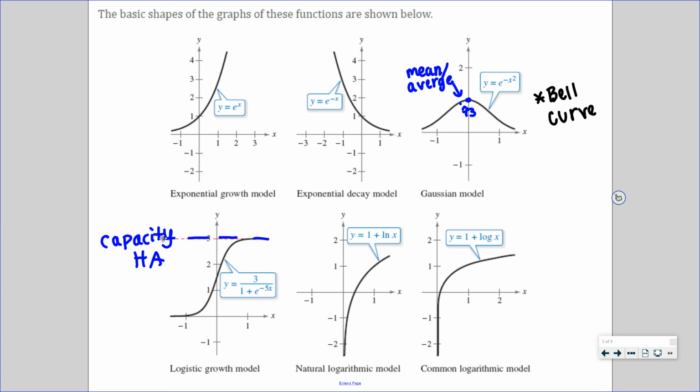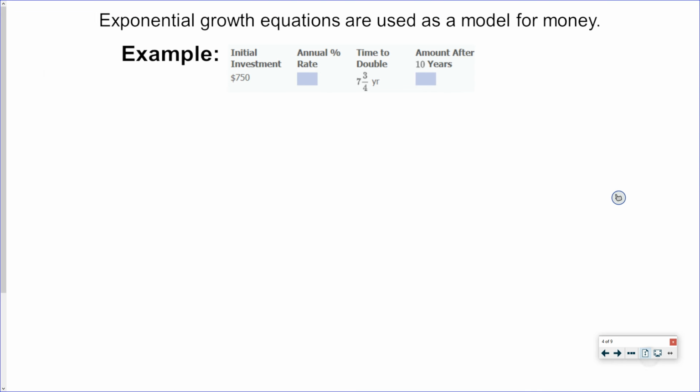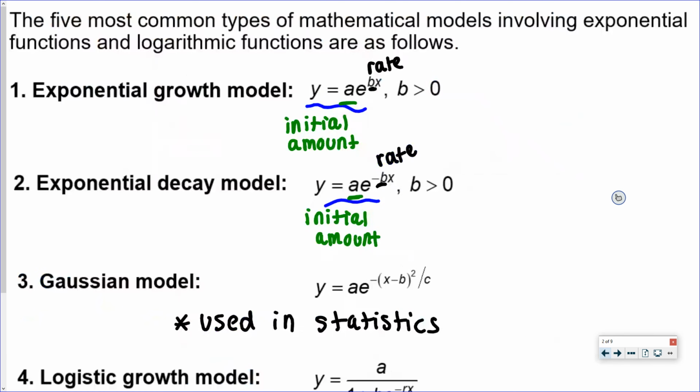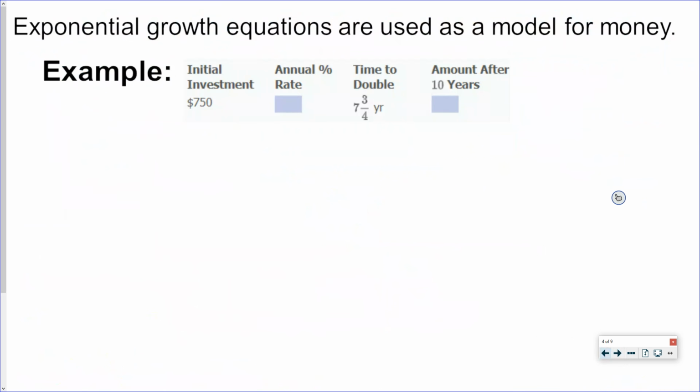So exponential growth, let's start with the easy ones, the money ones, because we worked with these before. All right, this one's a little bit different. This time I don't know what my annual percent rate is, but we're doing compounded continuously. I took this problem from the same directions as the one from the warm-up: find the missing value, assume continuously compounded interest. So obviously my PERT formula uses that natural base e.